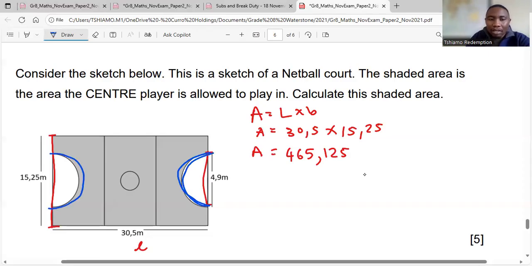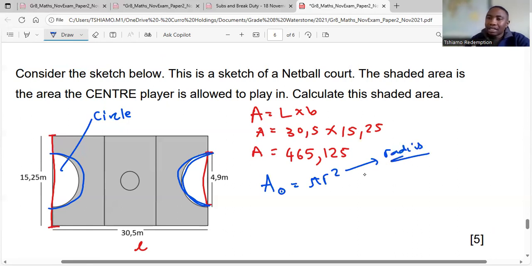So it is a circle, but half a circle. So it's half a circle plus half a circle, making a complete circle, one whole circle. What is the area of a circle? The area of a circle is pi r squared. R standing for radius. What is the radius? The radius is the distance from the center to the point on a circle.